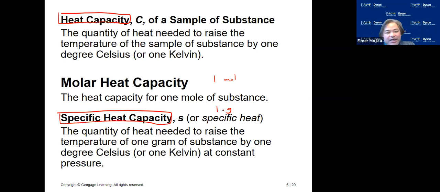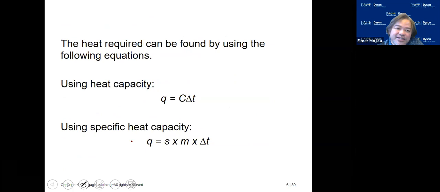So if you're looking at the value in terms of 1 mole, you call it molar heat capacity. If you're looking at it in terms of grams, that is specific heat capacity. And if you're going to look at the equation for that, you can either have it like this or this one. So try to look at the difference that you have here. Here you have the C, which is your heat capacity. Here you have your S, which is your specific heat. Later on, we're going to use this equation to solve some problems.